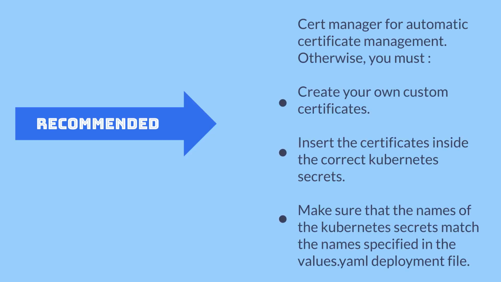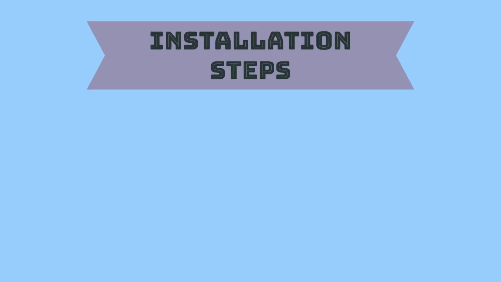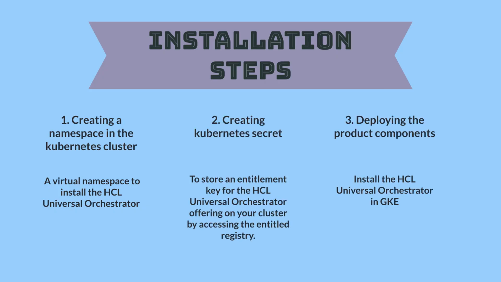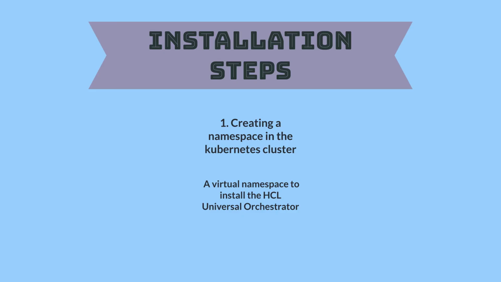The use of Cert Manager is strongly recommended for automatic certificate management. Otherwise, you must manually create certificates, store them in correctly named Kubernetes secrets, and ensure they match the values.yaml configuration. The installation process comprises 3 major steps: creating a namespace in the Kubernetes cluster, creating a Kubernetes secret, and finally deploying the product components. Let's start with the installation.